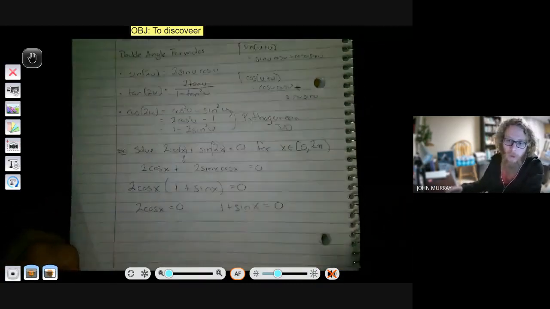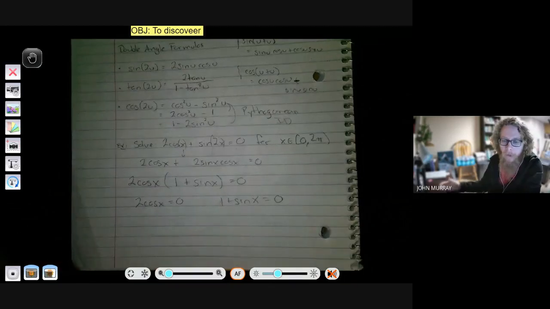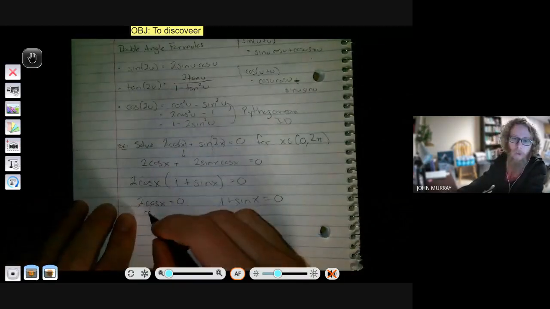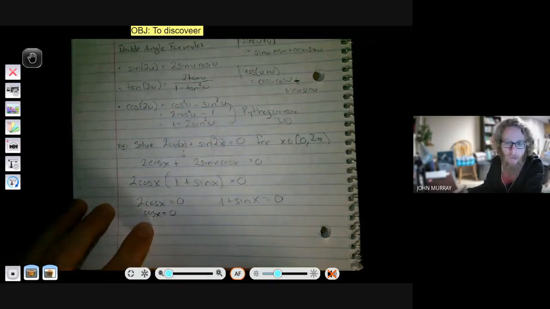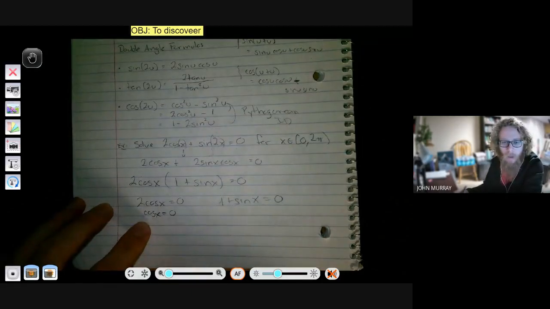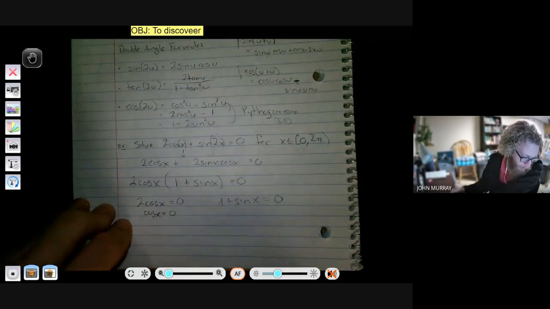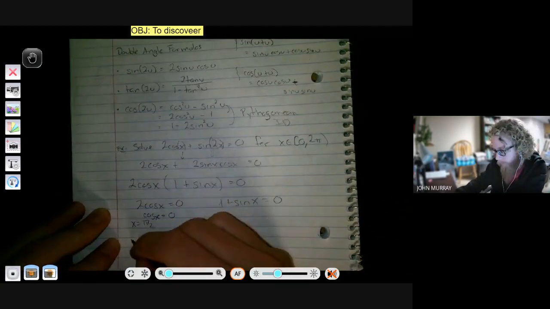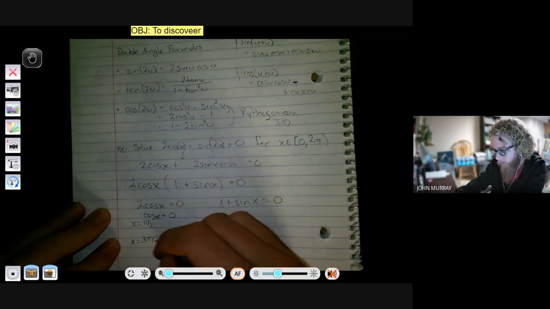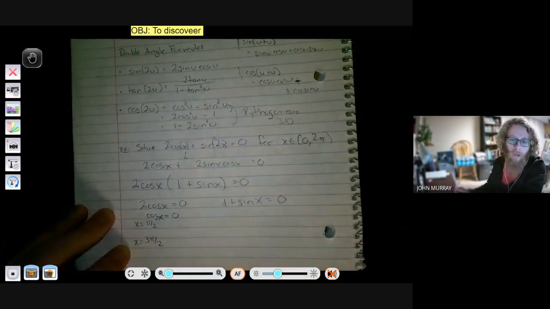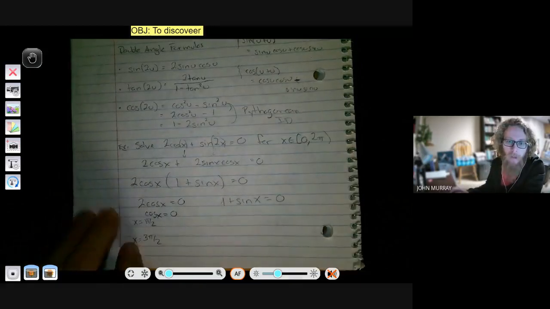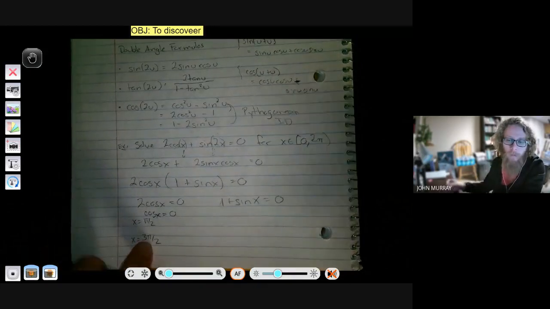So we're only looking at from 0 to 2 pi. Right, so we go about and solve. Well, I can divide both sides by 2, and I just end up with cosine of x equals 0. So for that, we get 90° and 270°, or because we're dealing with radians, pi over 2 and 3 pi over 2.